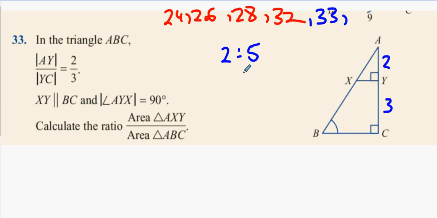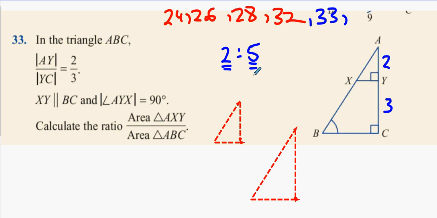You could either make up your own numbers, or I'll show you 2 ways of doing it. So this is AXY and that's ABC. Would everybody agree it's a ratio of 2:5? How did I get that? Adding 2 and 3, and it's 5.